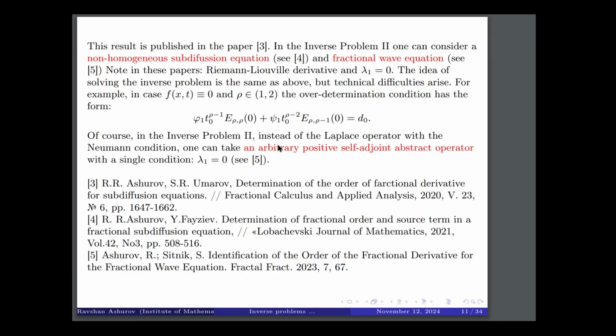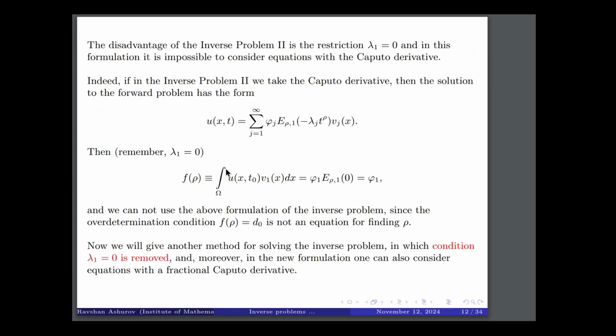Now, of course, instead of the Laplace operator with Neumann condition, we can consider an arbitrary self-adjoint abstract operator, but the only condition is the first eigenvalue, not necessarily the first one, any of them is enough, one of the eigenvalues is 0. Okay, but this method has some disadvantages.